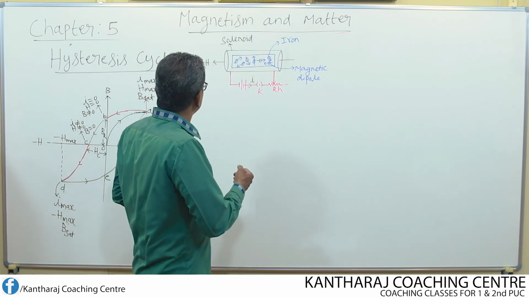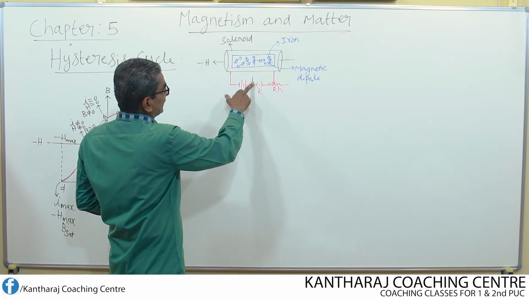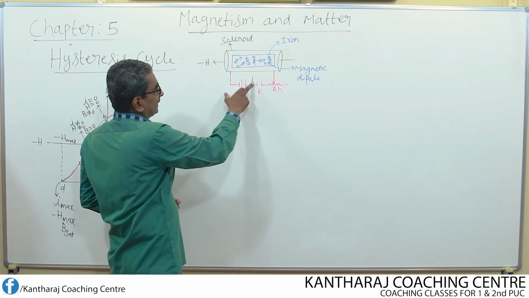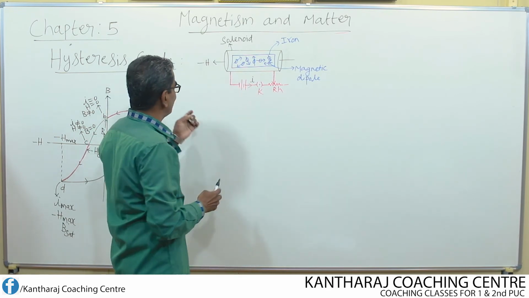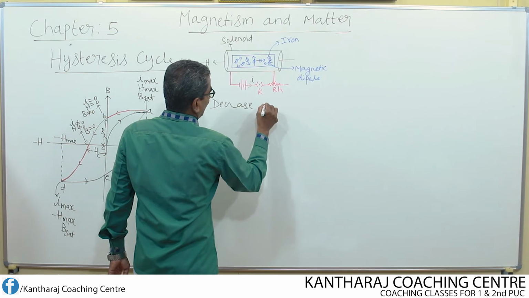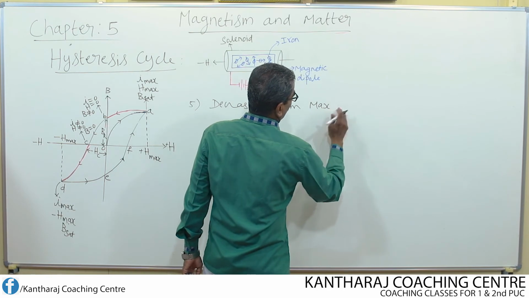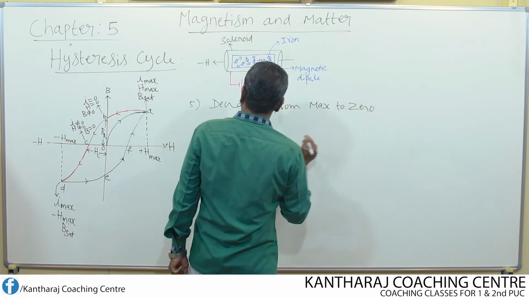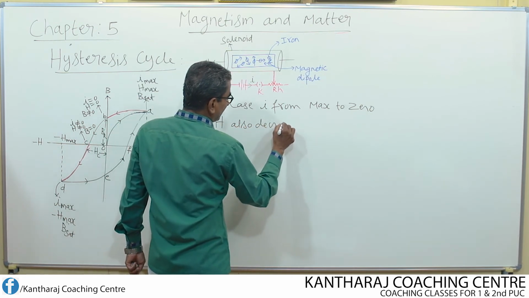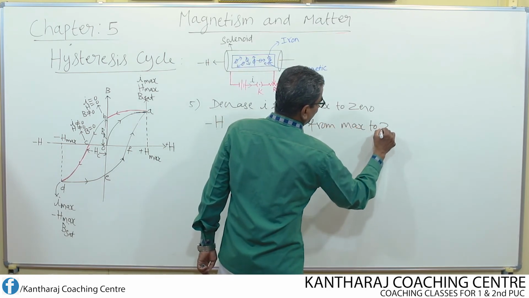Now what we do is start decreasing the current from maximum to 0. If we decrease the current from maximum to 0, H also decreases from maximum to 0. The decrease of current can be done by making use of a rheostat. So let us write that. Decrease I from maximum to 0. Okay. Now H, that means minus H, also decreases from maximum to 0.